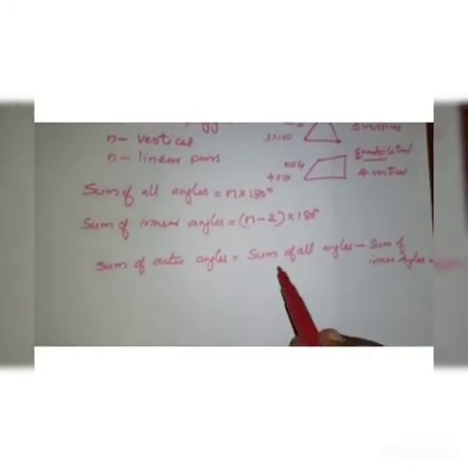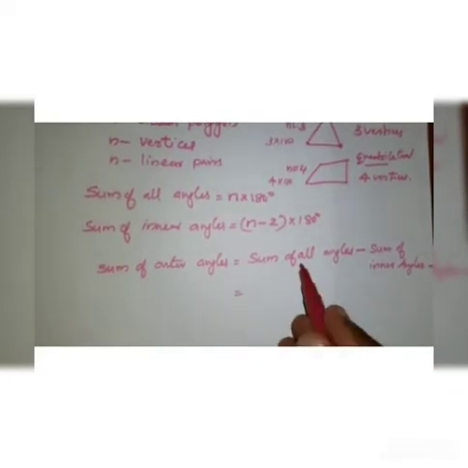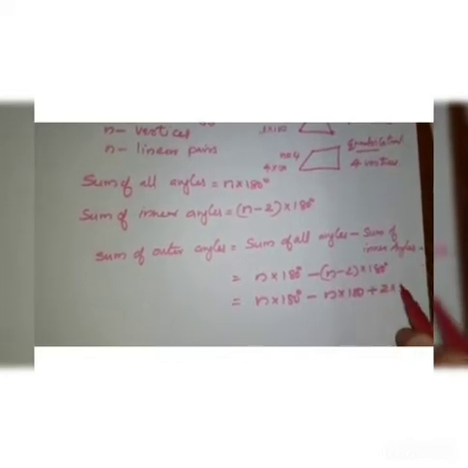So what you have to do is take the sum of all angles minus the sum of inner angles. The sum of all angles is n into 180 degrees, minus the sum of inner angles, which is (n minus 2) into 180 degrees. So how to subtract this? n into 180 minus n into 180, minus into minus plus 2 into 180.